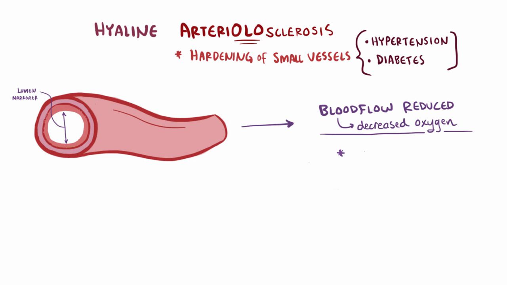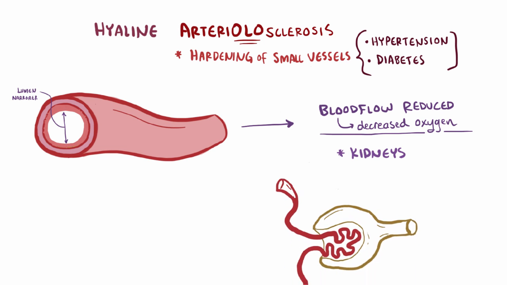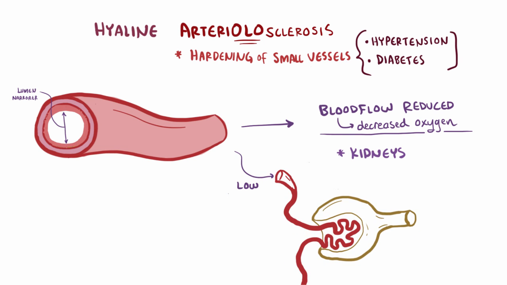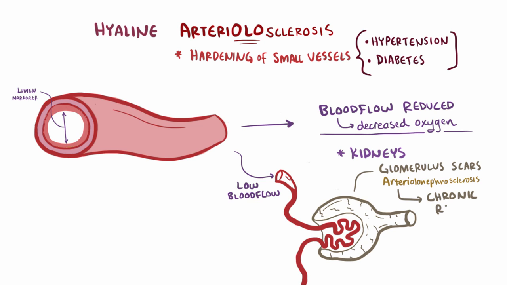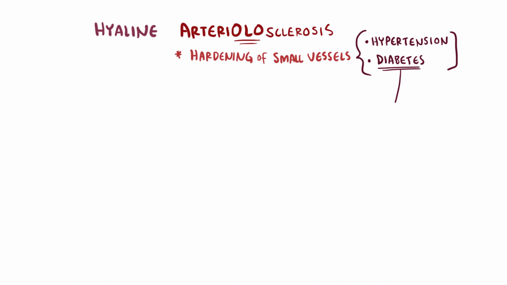And this is usually seen in the kidneys, where not enough blood is supplying the small glomeruli blood vessels and the glomerulus itself, causing the glomerulus to scar, which is summed up nicely by the term arteriolonephrosclerosis. If we don't do something to stop it, we'll see scarring occur to enough glomeruli that a person develops chronic renal failure. People with diabetes can have hyaline arteriolosclerosis through a different mechanism.